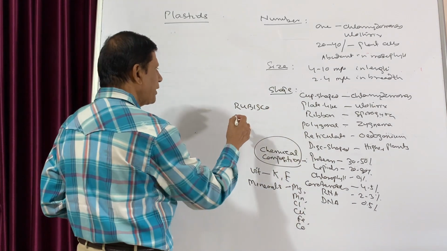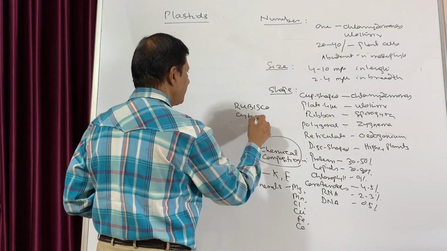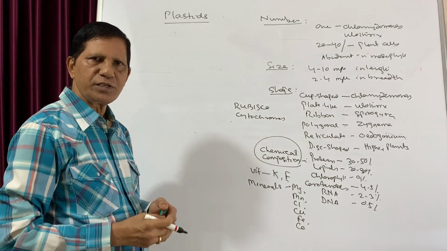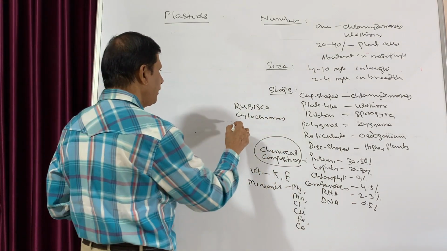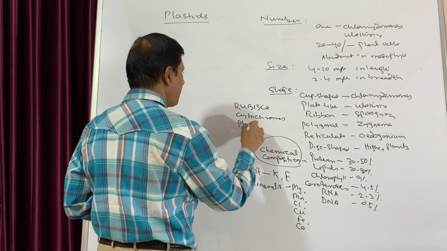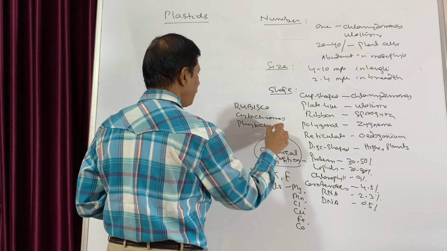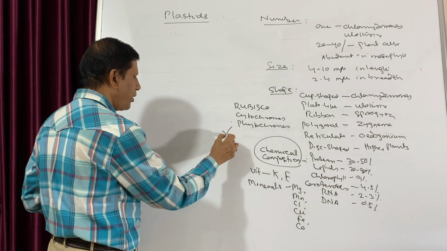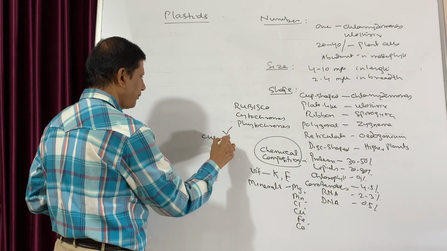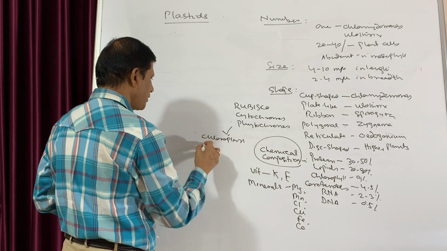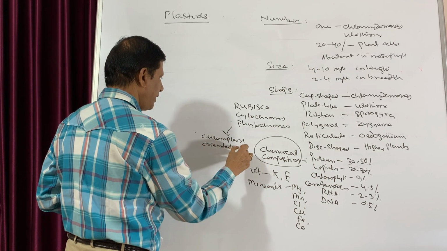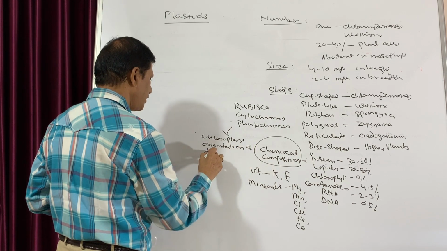And also among the proteins, you will get some cytochromes which are involved in the electron transport system. And also you will get some pigments, that is phytochromes. These phytochromes are responsible for chloroplast orientation and differentiation.